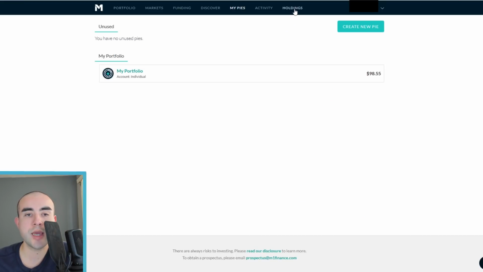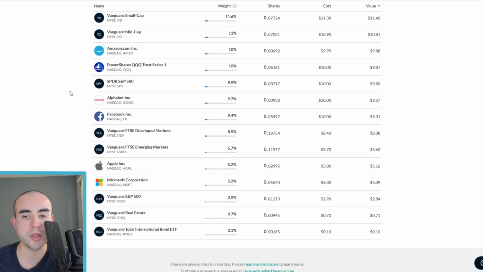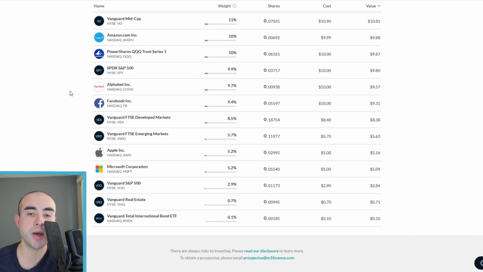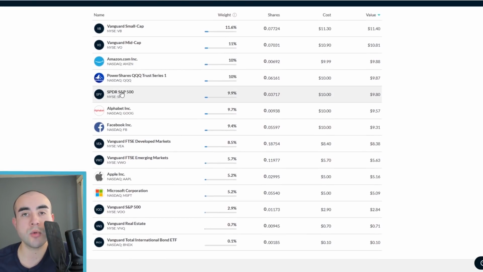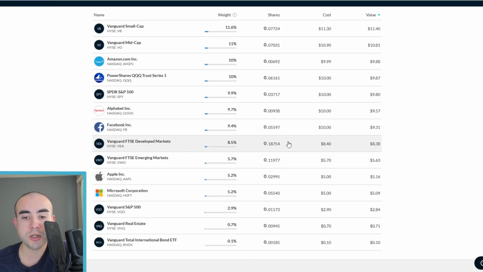This again just gives you a further breakdown of the holdings in your portfolio. Again, I only have one portfolio, so it's just showing me my one portfolio's holdings. But if I had 2 or 3 pies, it would break down my 2 or 3 portfolio pies here. And here it just shows you how much of an actual full share you own of that particular stock. So I currently own 0.05597 of a share of Facebook. That's about 5% of a Facebook share. So this is just to give you guys an idea of how partial shares work.